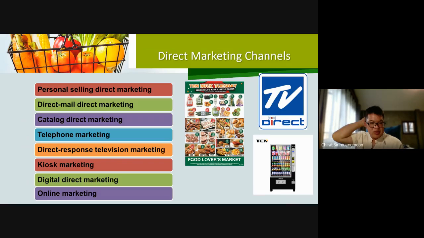Direct response TV marketing is like TV where we have a chef, a person who tries to cook, and then they sell the products. Kiosk marketing is like a vending machine where you use some coins or bills and it gives you the product that you need. Digital direct marketing is used a lot now. It's also online marketing. We use different platforms, Facebook, Line, Instagram, for direct marketing.